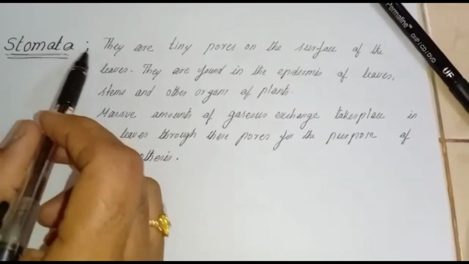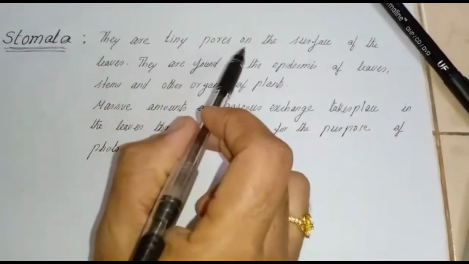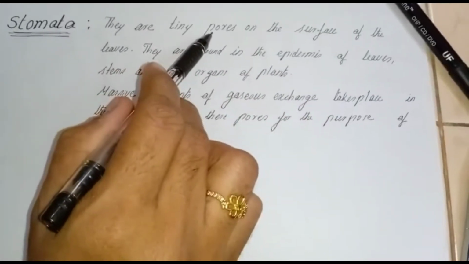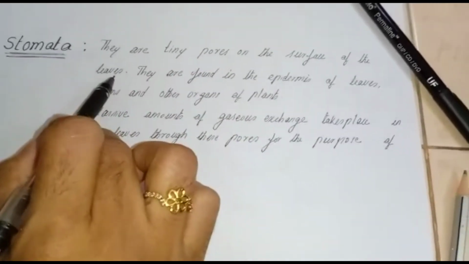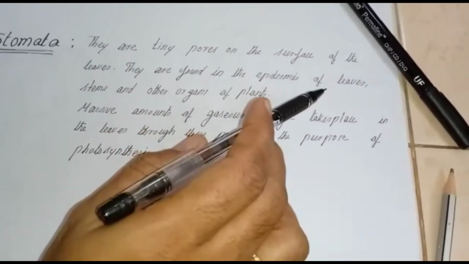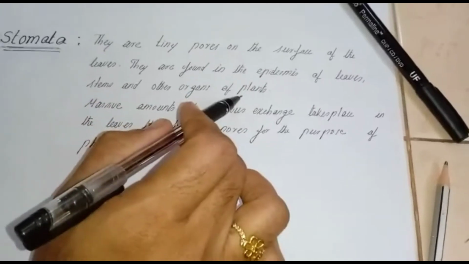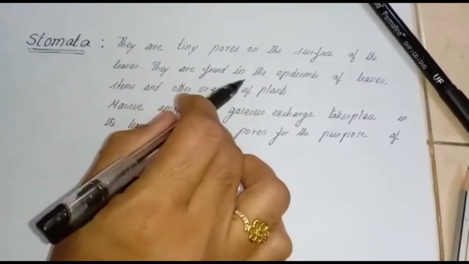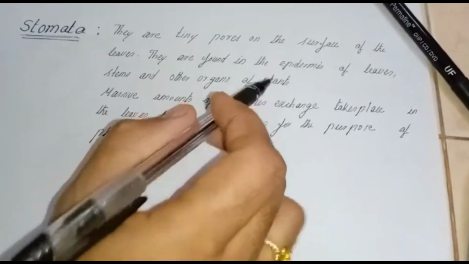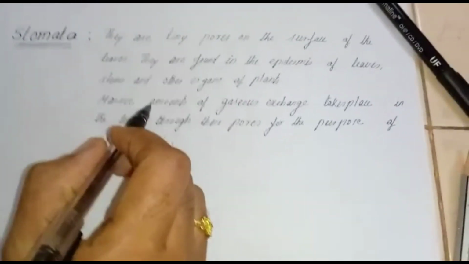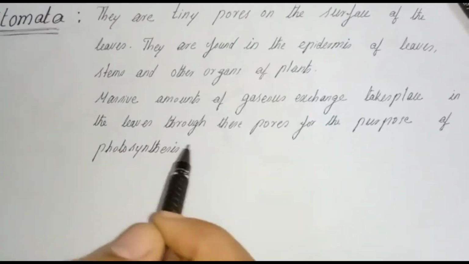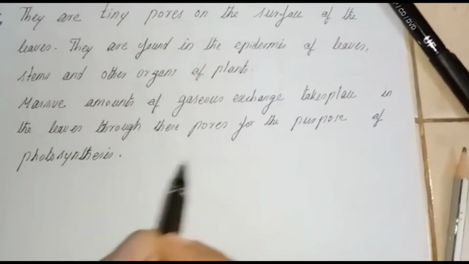So stomata are tiny pores on the surface of leaves. They are found in the epidermis of leaves, stems, and other organs of plants. And a massive amount of gas exchange takes place in leaves through these pores for the purpose of photosynthesis.